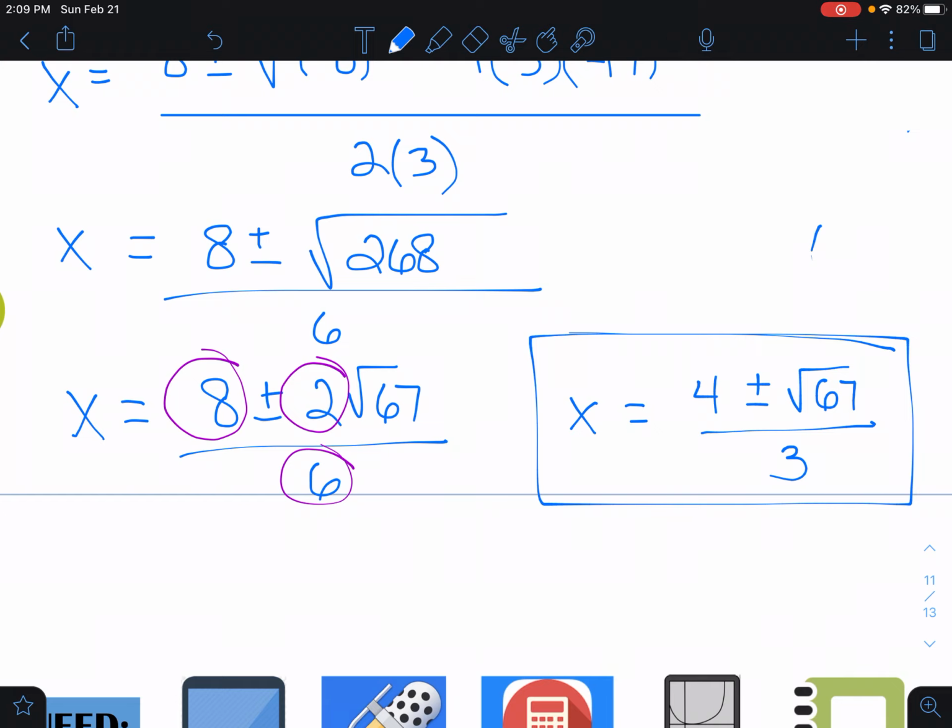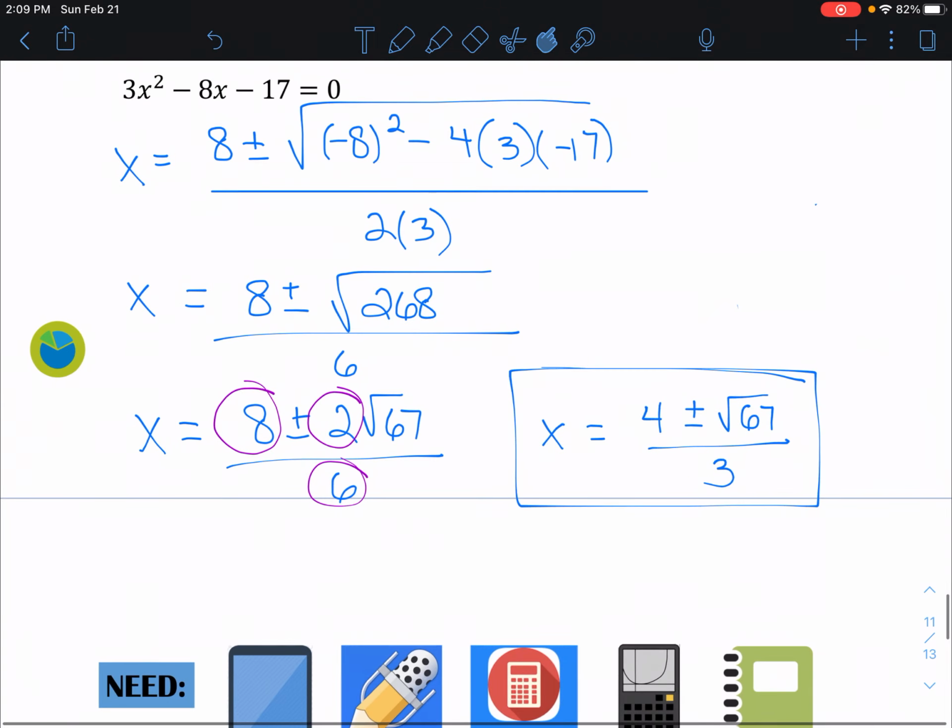Now, sometimes you might have an i in here as well. So again, if that's the case, just leave it, but make sure those 3 things that I circled in purple are simplified. And so my answer would be 4 plus the square root of 67 divided by 3, and 4 minus the square root of 67 divided by 3. But we can just leave it like that. That's considered good form.